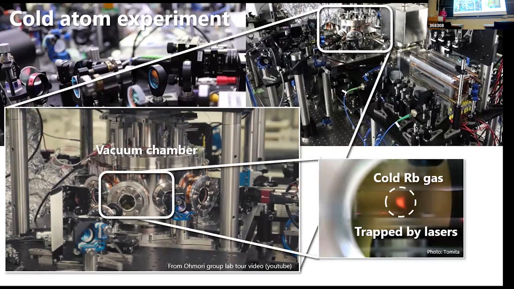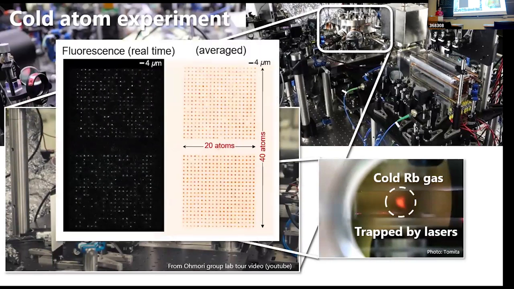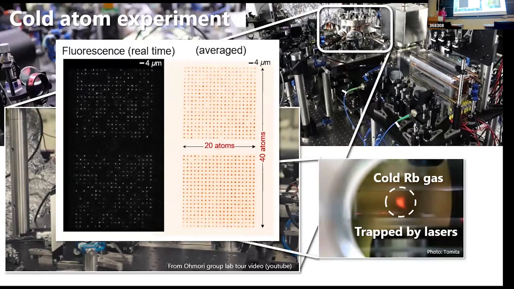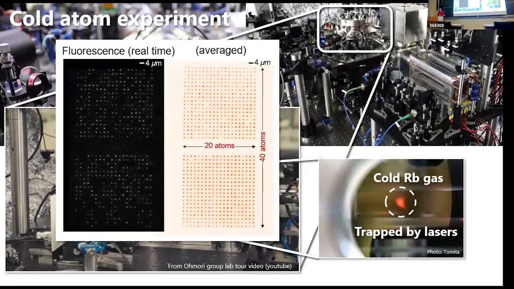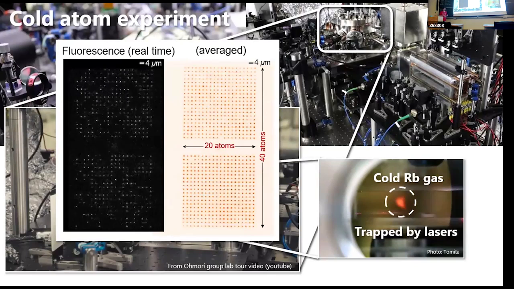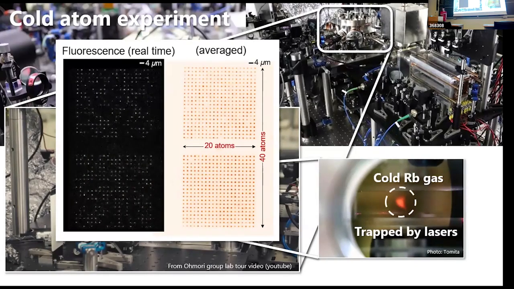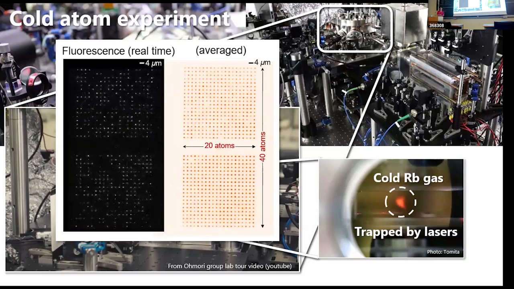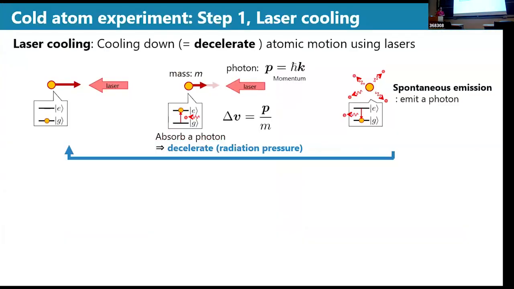And a little bit more detail. So how to make this kind of cold rubidium gas? This is a photo of individual rubidium atoms taken by a CCD camera, and you can make this kind of artificial quantum system. So how do you make this kind of cold rubidium gas? There are several steps.